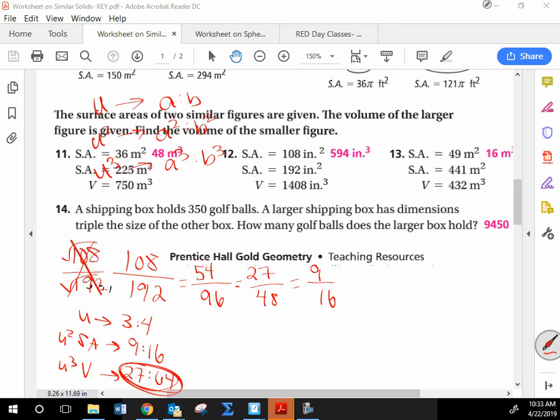to set up and solve for my volume. So my ratio, my volume is 27 to 64. And it says that they gave us the volume of the larger figure. So I need my volume larger is given, find volume smaller. So I don't want my smaller.